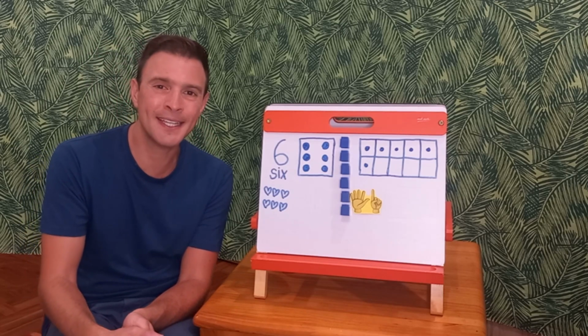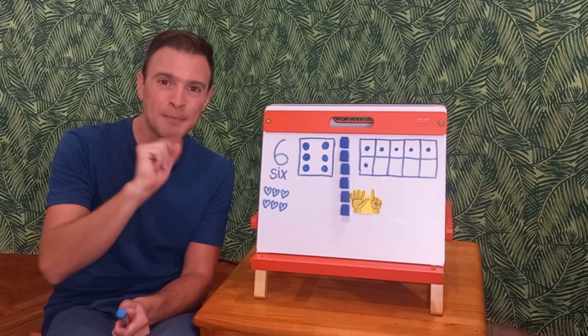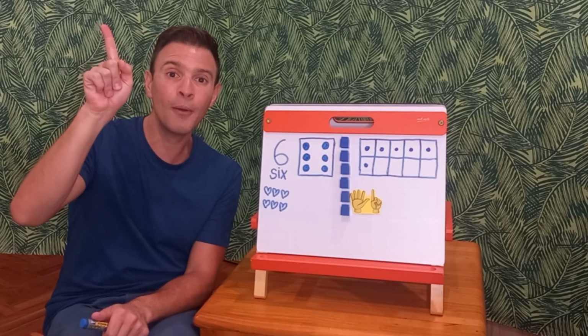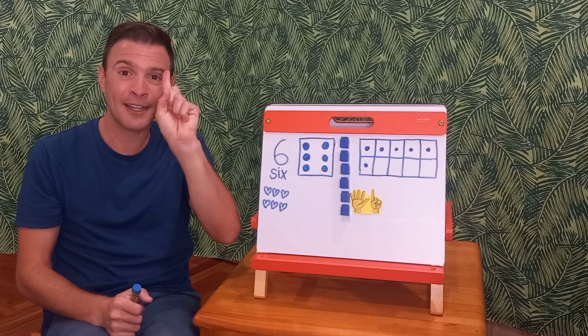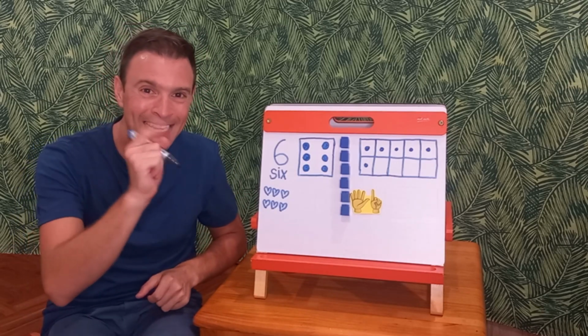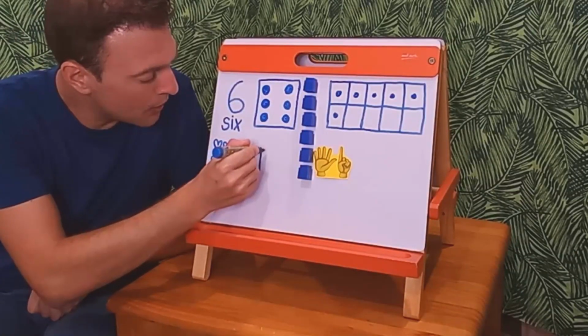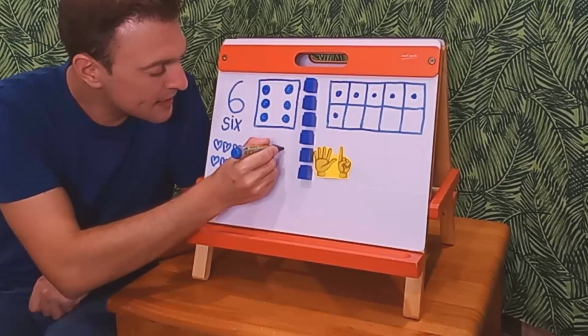How about we show 6 as tally marks? Do you remember what tally marks are? Those special lines that go up and down. And when we get to 5, we go across. Okay, everyone, pointing fingers ready as I draw 6 tally marks. Let's go. 1, 2, 3, 4, 5 across.